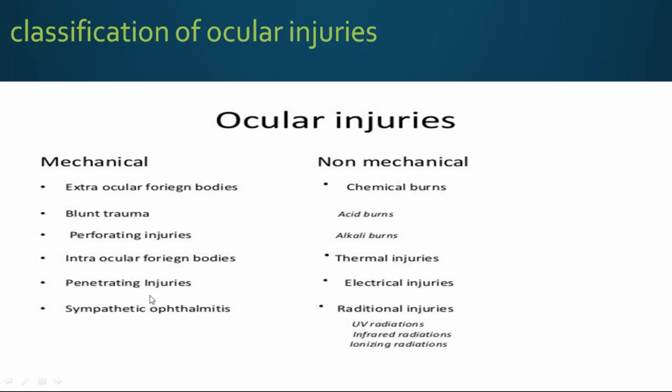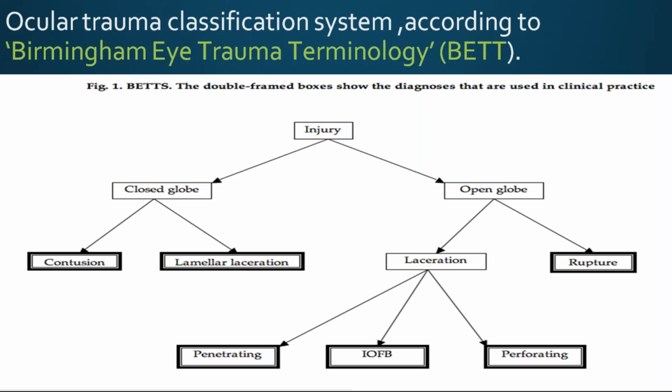This is the classification of ocular injuries: mechanical and non-mechanical. Any trauma, penetrating, perforating, foreign bodies, all these cause mechanical injuries. Acids, thermal injuries, electrical injuries, and radiation injuries are non-mechanical injuries.